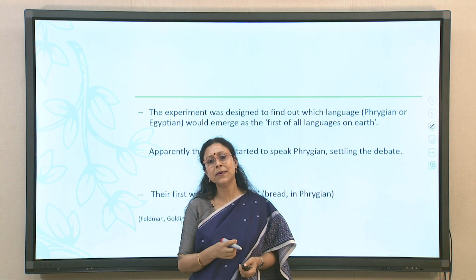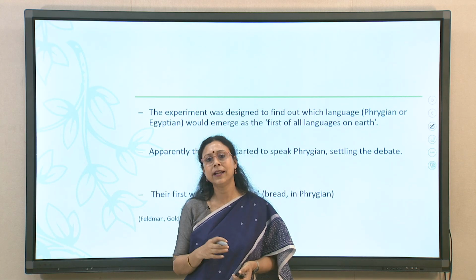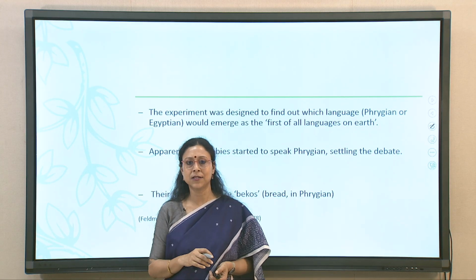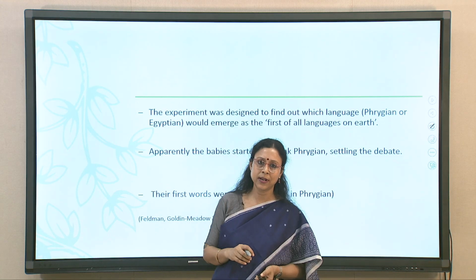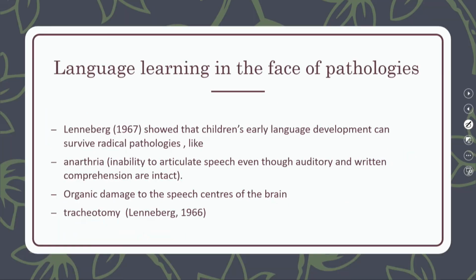Apparently the baby started to speak in Phrygian. So, for some millennia, the debate was kind of settled. Apparently their first words were bekos, which means bread in Phrygian. So, that is the oldest reference we get from history about the ambient language and its role in acquiring language. These children grew up in isolation, had no linguistic input, still they spoke something which was a particular language in question.